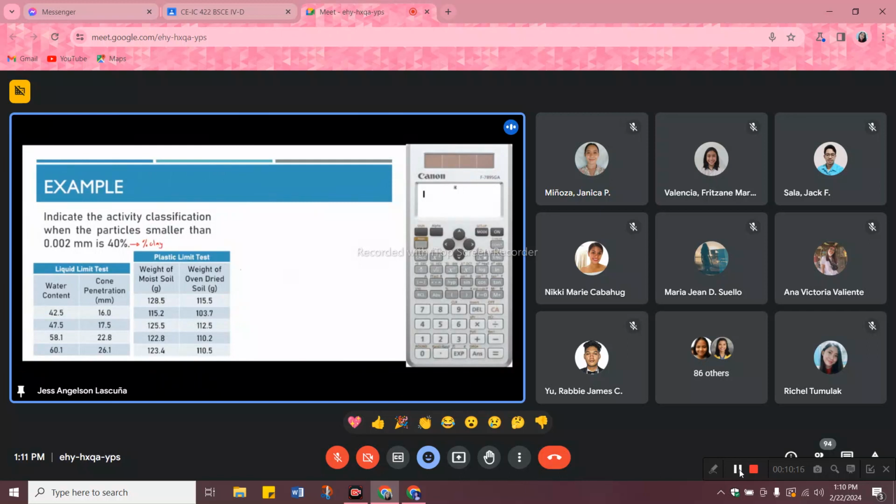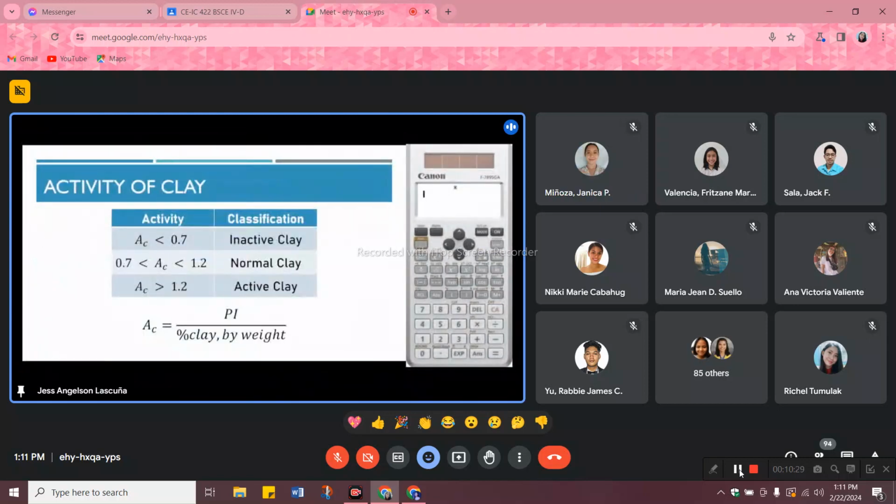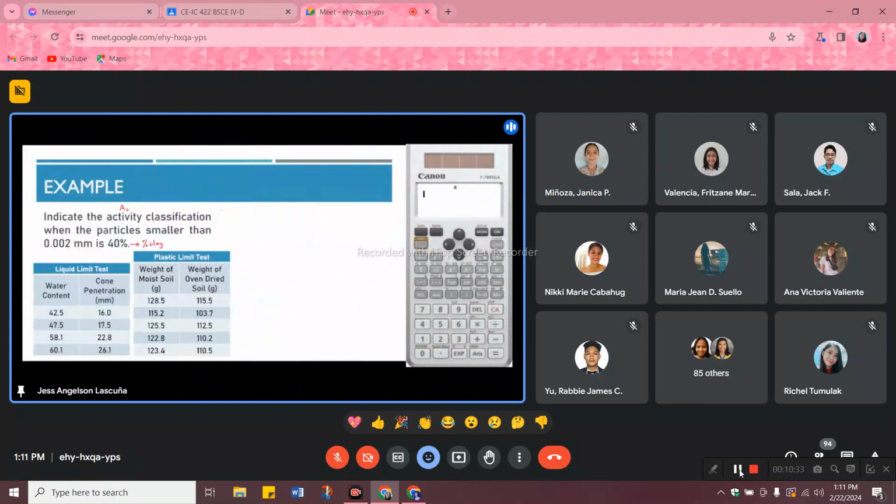What we need to determine is the PI. So your required is AC. If you know the AC, then using the table, you can determine its classification. So the formula of AC once again is PI over percentage of clay.